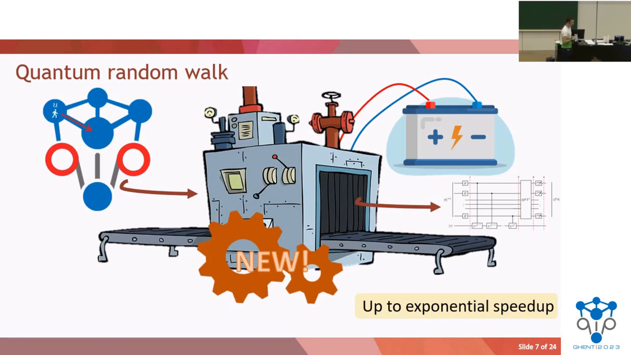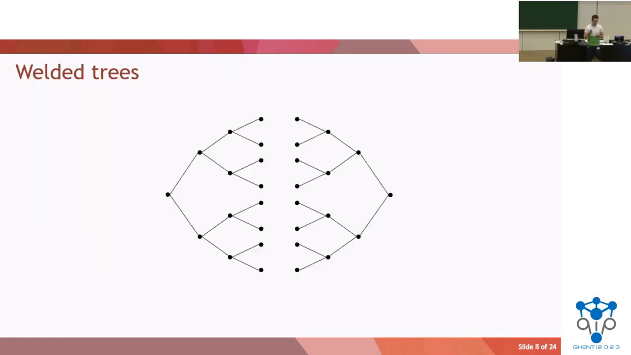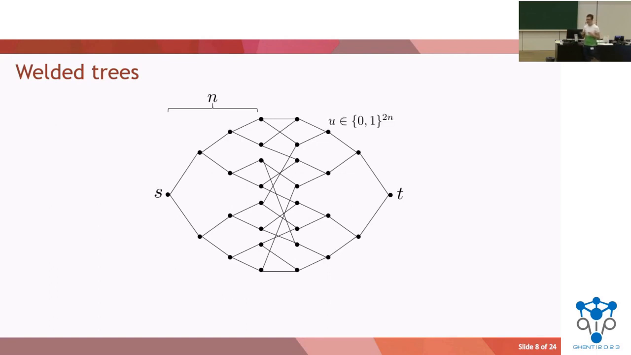Now, if you're thinking about random walks and you see exponential speedup, many of you might start thinking about welded trees. In the welded trees problem, we consider two binary trees with roots s and t, and the depth of each of these trees is n. We weld these trees together in the middle, and we obtain a graph where every vertex has degree 3, except for our two roots s and t. To each vertex, we assign a 2n bit string, and at the beginning, we only know the bit string associated to s. Our goal is to find the bit string associated to t.